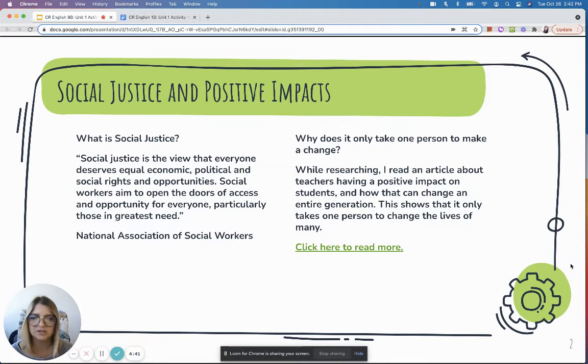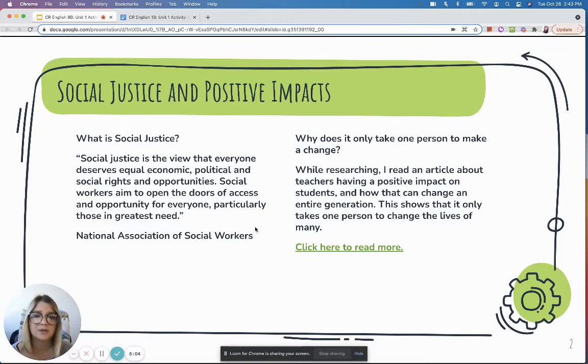Social justice and positive impact. What is social justice? Here I have a definition on the left side, and on the bottom you can see that it says National Association of Social Workers. That's where I got the definition. I'm citing my sources. I want to make sure that my reader knows that these are not my words, these are the words from the National Association of Social Workers. They give me this definition.